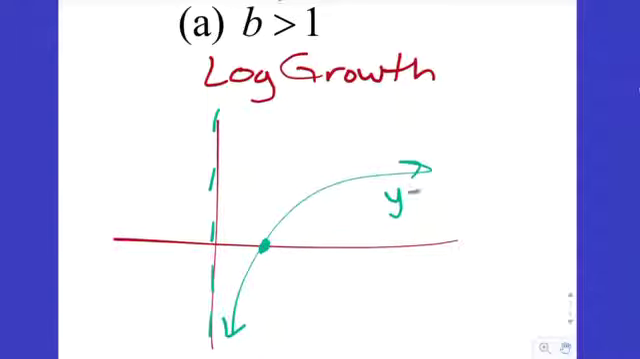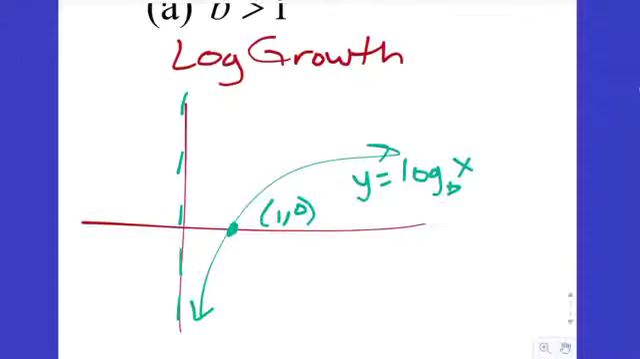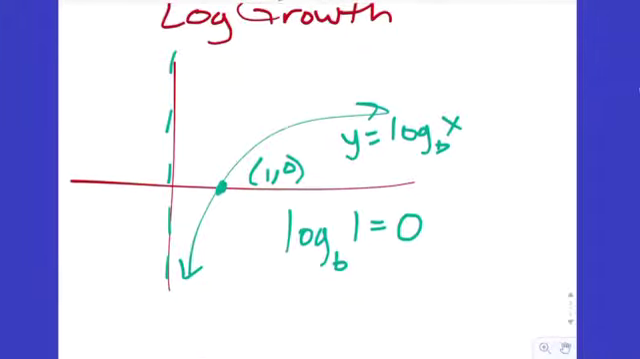This is y equals log base b of x. They're going to have some common properties in this form. They're going to have vertical asymptotes, always on the y-axis at x equals 0, and they're always going to have x-intercepts at (1, 0), which means immediately log base b of 1 equals what? 0, right? Doesn't matter what the base is.